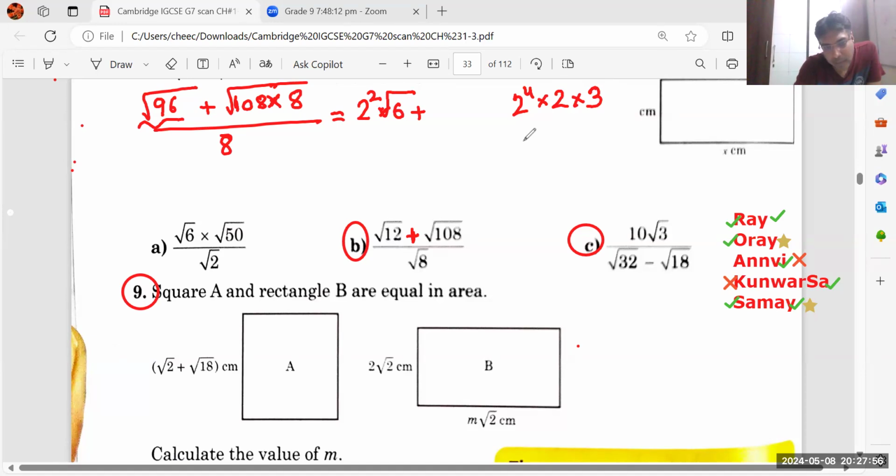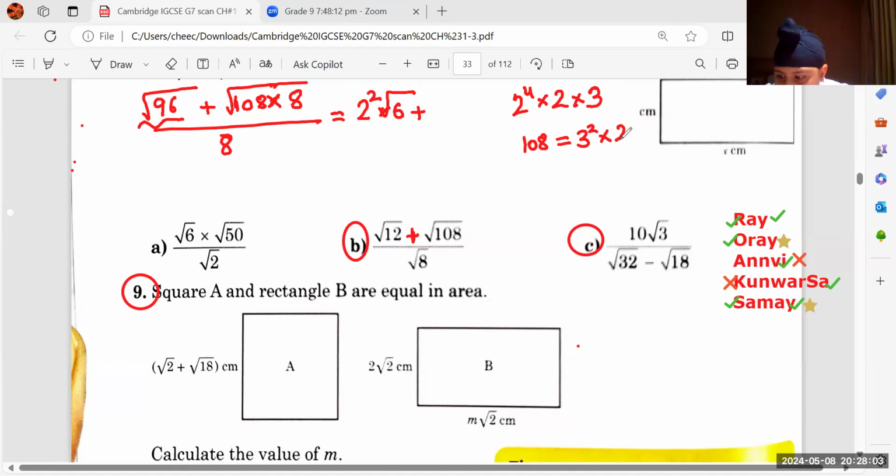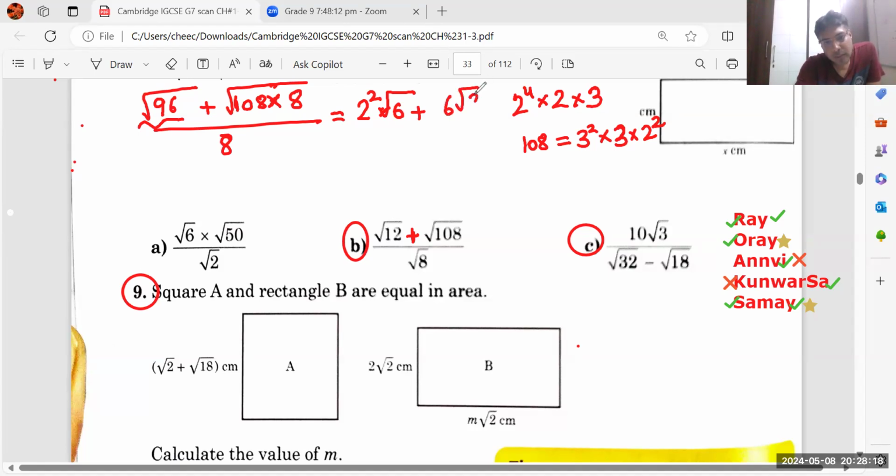Then I can do the prime factors of 108 also. I will get 3 square into 3 into 2 square. It will be something like 6 under root 3. So we can take it as 6 under root 3. We are getting this upon 8. 36 into 3. And we have 2 cube also. One second, guys. I need a little bit more space for this question. Let me do it on the whiteboard.